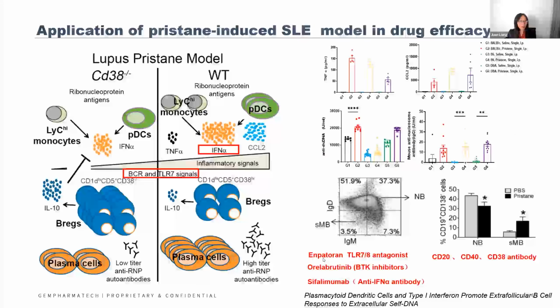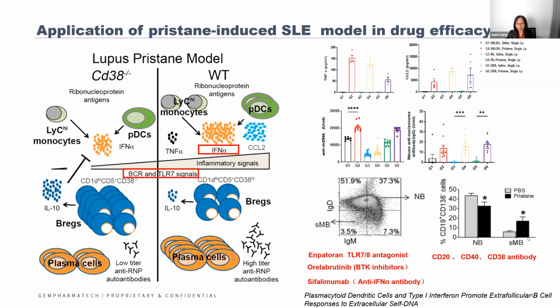So summary here, the pristane-induced SLE model is featured with the enhanced BCR and the TLR7 signalings. The model could also show an increased release of type 1 interferon. The model also showed increased activation of type 1 interferon. So this model could be used to evaluate the drugs that target the toll-like receptor 7/8, the BTK inhibitors, and also the antibodies that target the type 1 interferon receptors.